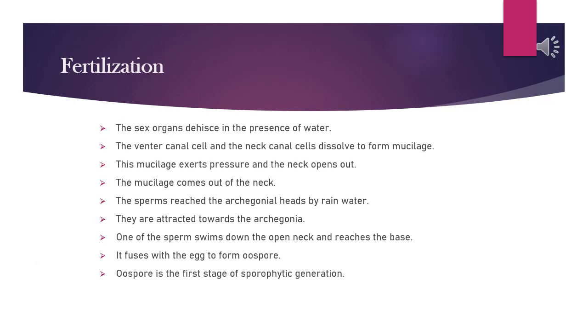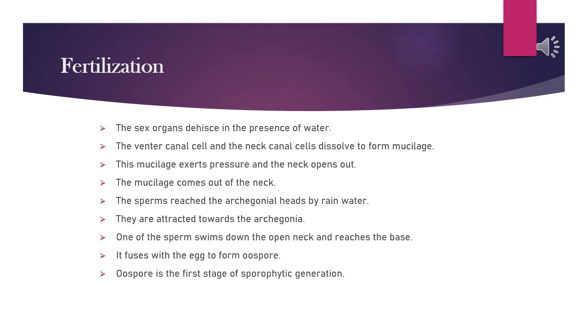Next we will move to the ultimate process, which is called the fertilization process. As we all know, the general fertilization process is nothing but the fusion of male and female reproductive structures. In Polytrichum also, the sex organs dehisce in the presence of water. It means that fertilization always occurs only in the presence of water. The venter canal cell and the neck canal cell dissolve to form a mucilaginous substance. This mucilage exerts some pressure and the neck opens out. So the mucilage comes out from the neck.